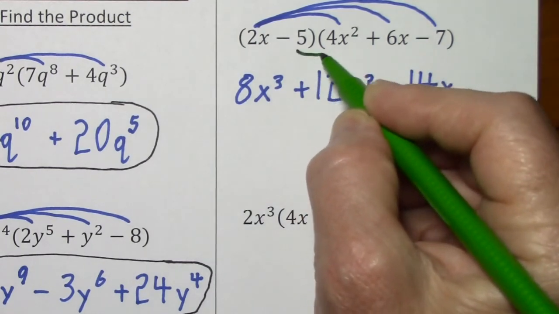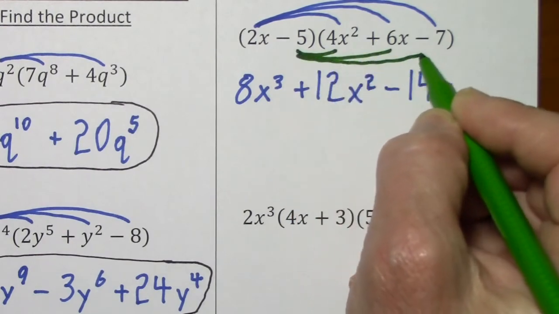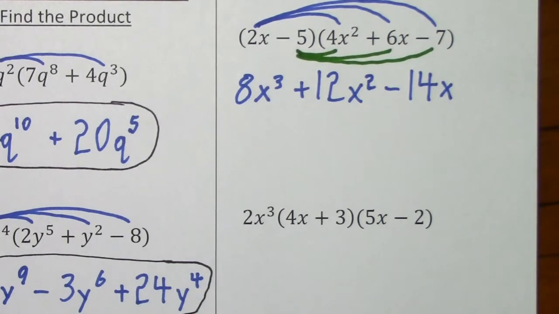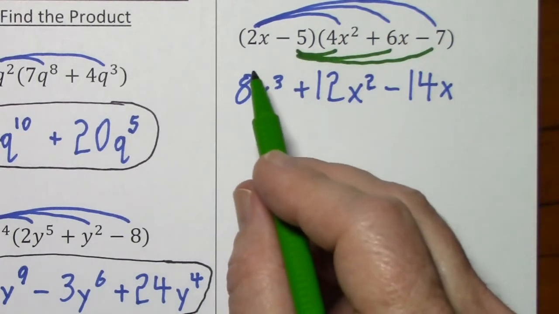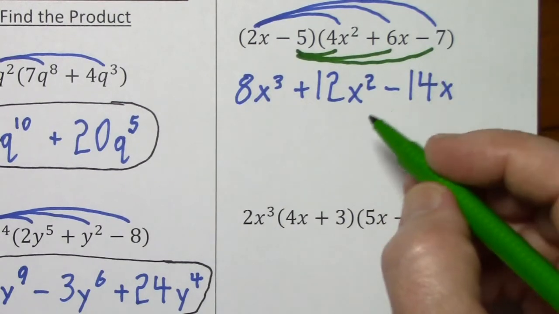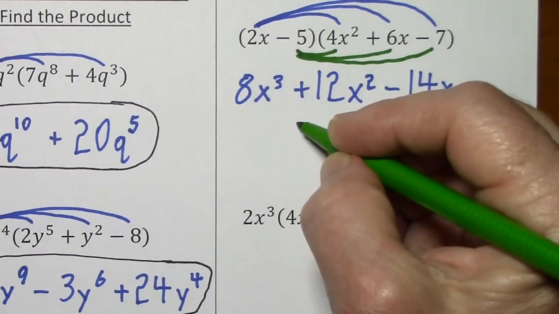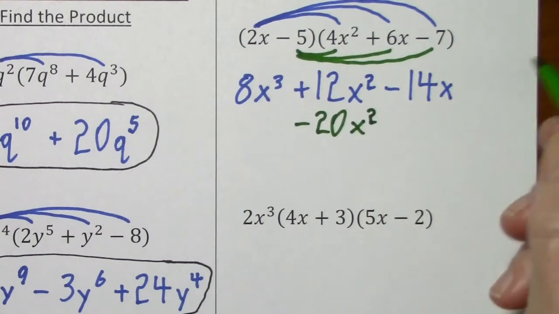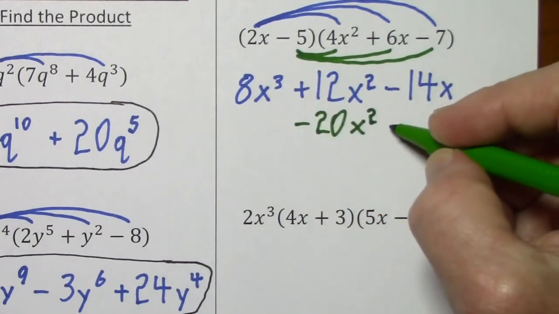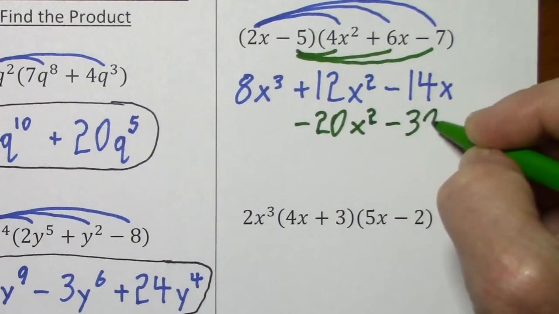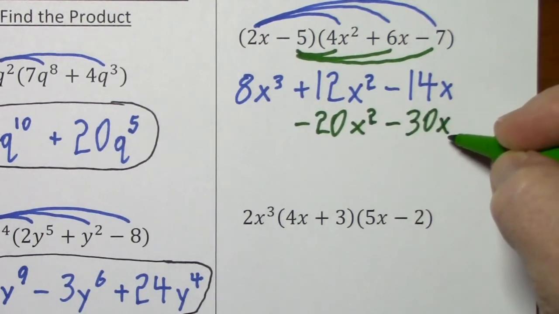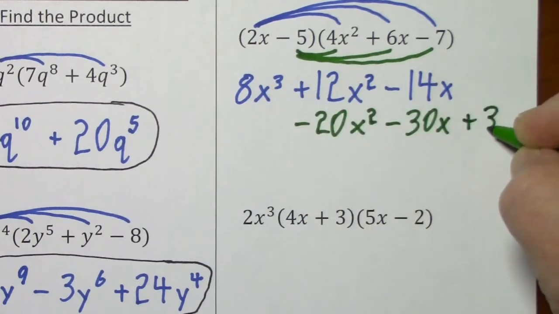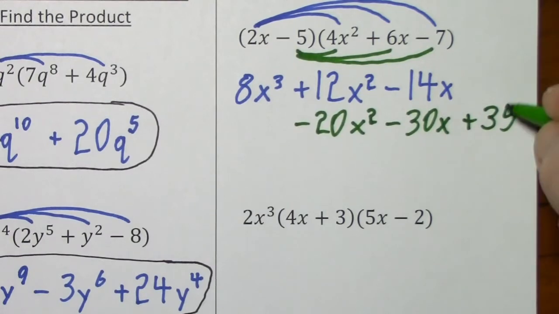Now as we distribute our negative 5 to each term, so with negative 5 times 4x squared, that's going to give us a negative 20x squared. I could put it out here, but often when I start having a lot of terms, I like to stack the like terms. So I'm going to put the negative 20x squared right here. Then we'll have negative 30x stacked under the like term. And finally, positive 35. It's blank above because it doesn't have a like term.